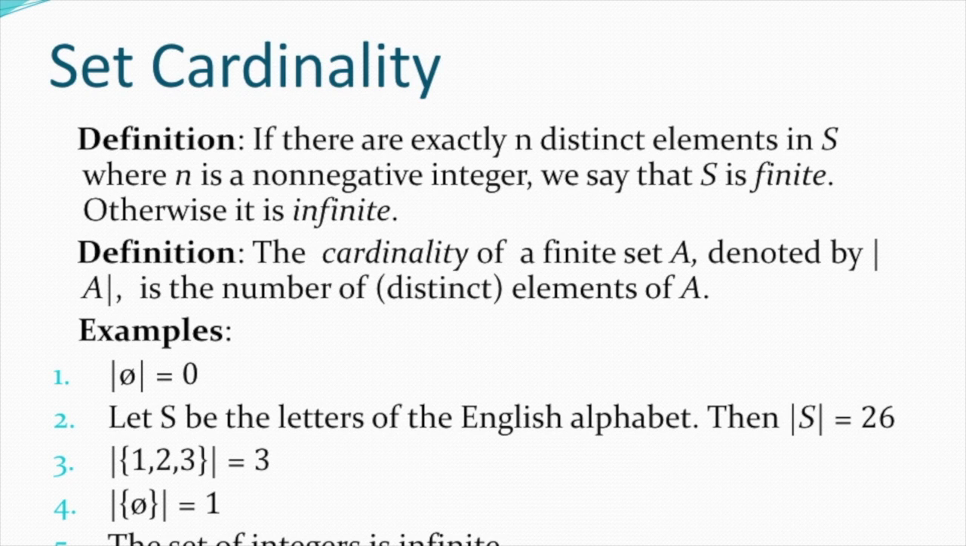So we can also use cardinality as an operation over sets. If there are exactly n distinct elements in a set S, where n is a non-negative integer, we say that S is finite, otherwise it is infinite. Now, the cardinality of a finite set A, denoted by the absolute value of A, is the number of distinct elements of A. And this is where you remove duplication from the finite set.